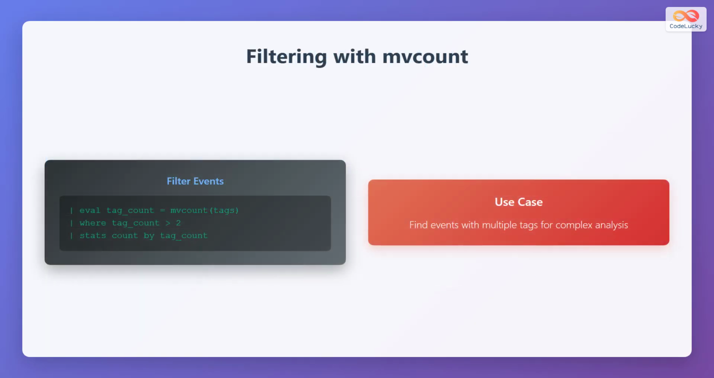The mvcount command becomes even more powerful when combined with filtering operations. In this example, we first create a tag_count field using mvcount, then use the where command to filter events that have more than 2 tags. Finally, we use the stats command to count how many events fall into each tag count category. This approach is particularly useful for finding events with multiple tags for complex analysis, helping you identify patterns and outliers in your data distribution.